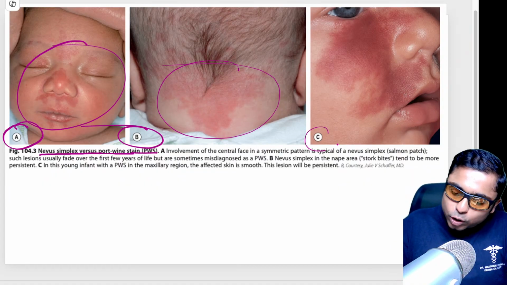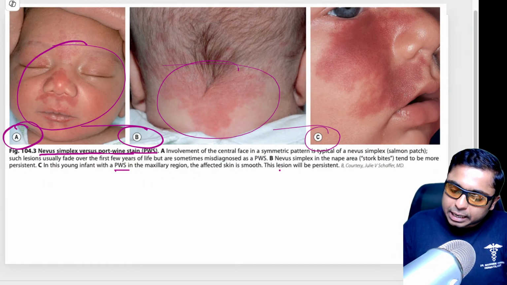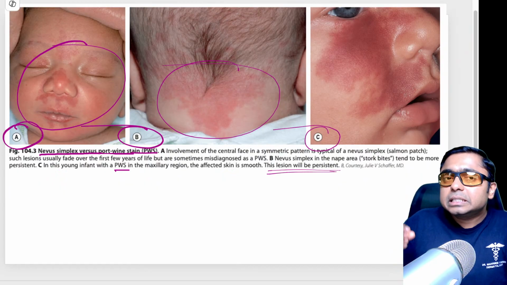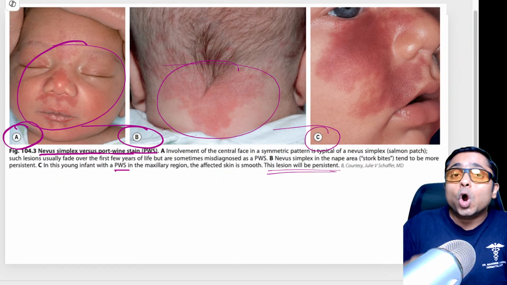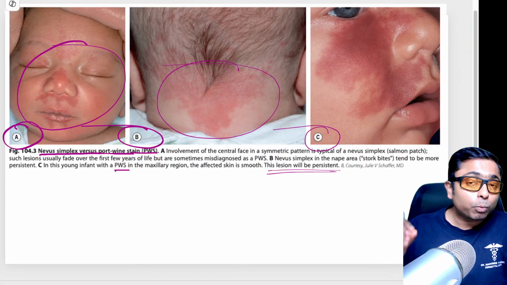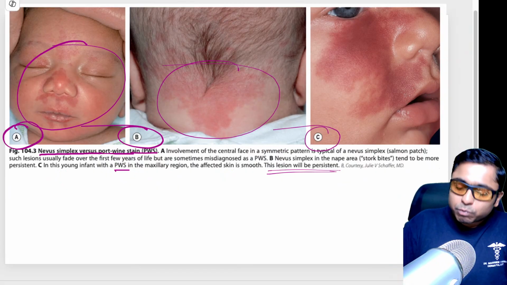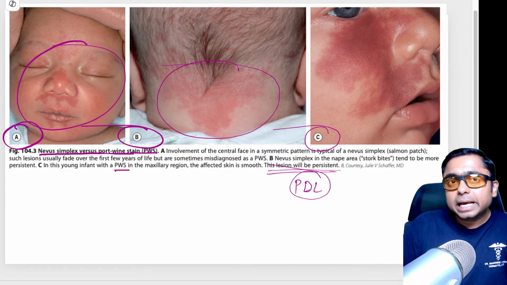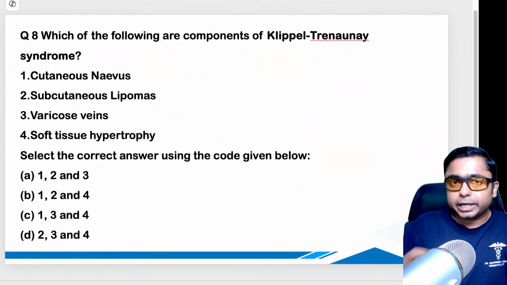Whereas here, C is giving a picture of the port-wine stain, and this is going to be present on the unilateral side, and it is going to persist for a lifetime if it is not treated. This is a permanent condition, port-wine stain. And what is the treatment? We can use PDL, which is pulsed dye laser. Pulsed dye laser can be used in the treatment of this condition.